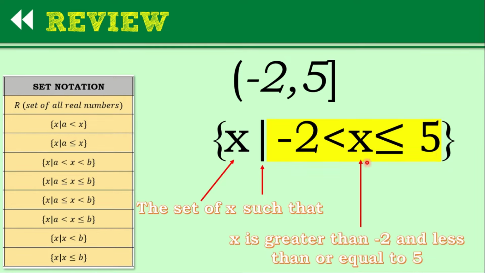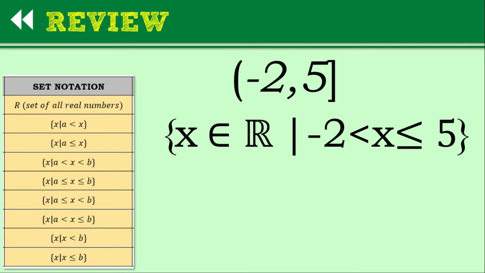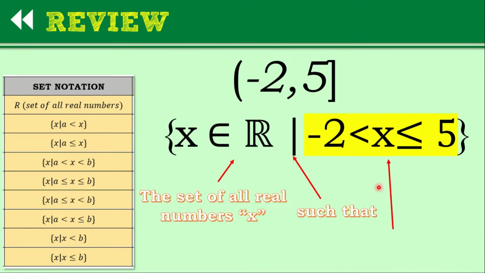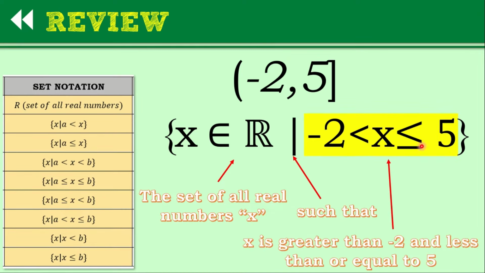There you go. Here, you have the symbol "or equal to," since 5 is part of the solution. You can also write it in this form, specifying the type of number. So here, you have the set of values. This time, your values are x, right? x as an element of the real numbers. So here, you read this one as the set of all real numbers x such that, and this would be your condition. You have there x is greater than -2 and less than or equal to +5. So that would be for your set notation.